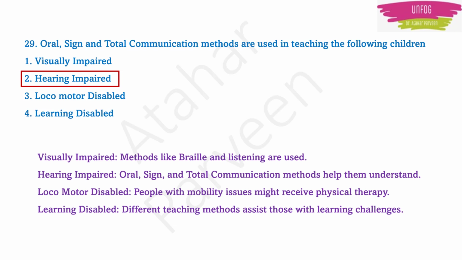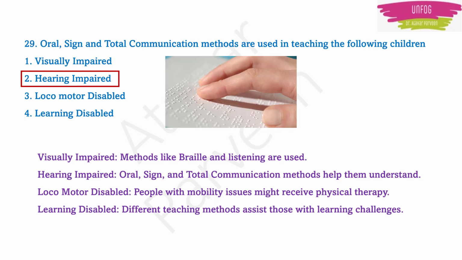Actually, visually impaired means people who cannot see properly, right? So methods like braille and listening are used to teach this type of children. Then hearing impaired means oral, sign and total communication methods are enough to help them understand. Then for locomotor disabled persons, people with mobility issues, they might receive some physical therapy maybe, okay? And then learning disabled, for this type of children, many different types of teaching methods are there which help these children with learning challenges. Okay.